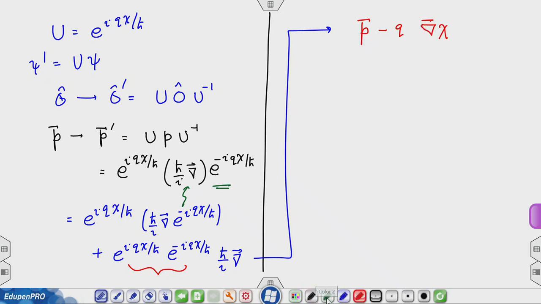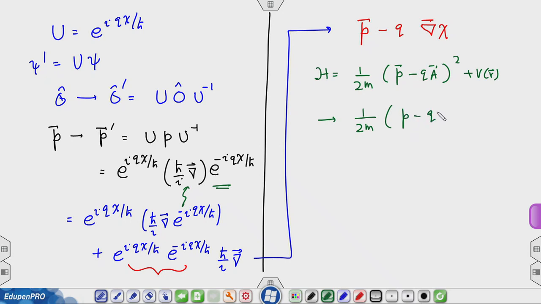Therefore, the Hamiltonian, which was 1 over 2m (P minus qA) square plus V(r), goes to 1 over 2m times (P now goes to P prime, which is P minus q grad of chi, minus qA) square plus V(r), which is equal to 1 over 2m (P minus q(A plus grad of chi)) square plus V(r).